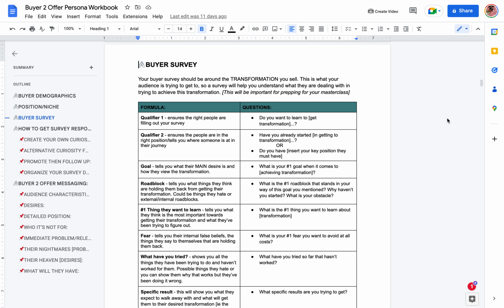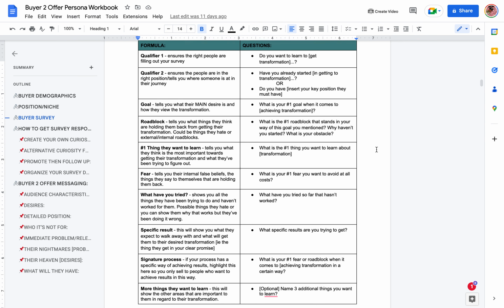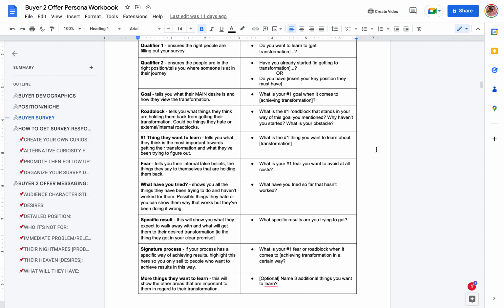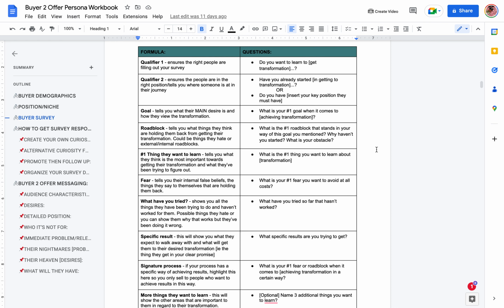Okay. So the first thing that you want to do is your buyer survey needs to be around the transformation that you sell. This is what your audience is trying to get to. So a survey is going to help you understand what they are dealing with in trying to achieve this transformation. And so usually it's going to be comprised of a few things.